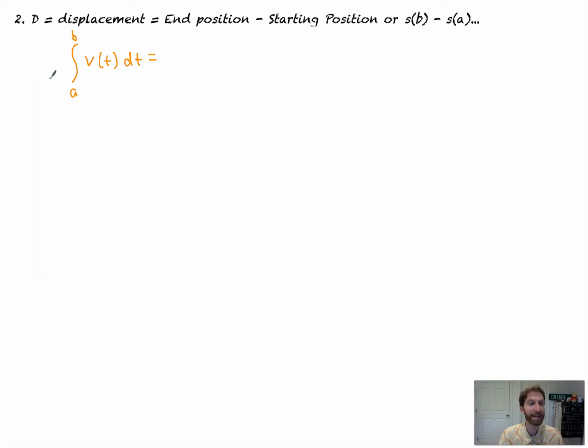Since displacement is equal to that, which we know is equal to the area, well, hold on a second. Isn't that equal to, and I have it right here, the ending position, right? So that would be where you end minus where you start? It is. So that is often S of B, where S is the position, minus S of A. In other words, your ending position minus your starting position gives you your displacement.